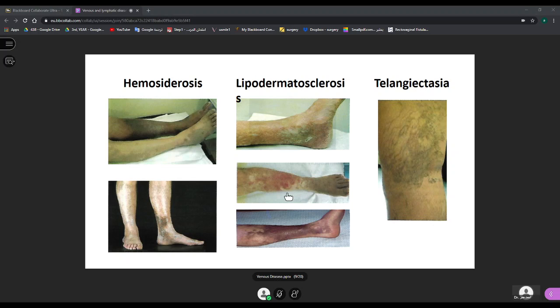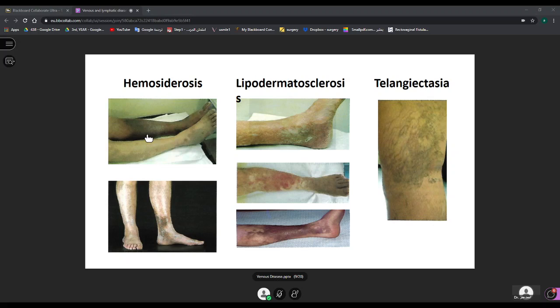Here are some pictures that I would like you to see and tell me what you see, or if you can describe. I would like to start with this. What do you see here? This patient has got a venous disease. In addition to that, what do you see? Discoloration. Yeah, there is dark pigmentation of the skin.